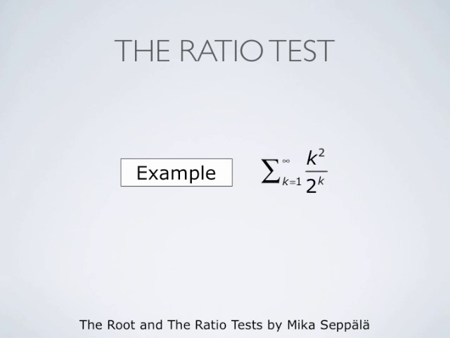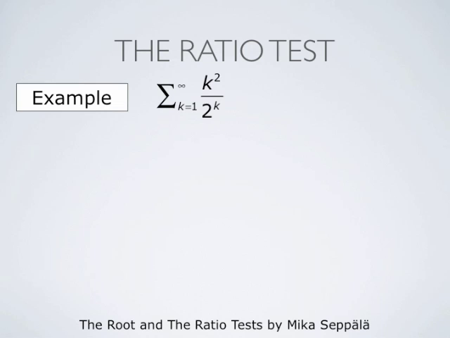Consider the series summation k from 1 to the infinity k squared divided by 2 to the power k. To decide whether this series converges or not is not easy using the comparison test or the integral test. Those could be applied, but they would lead to long computations. We may use the ratio test instead.